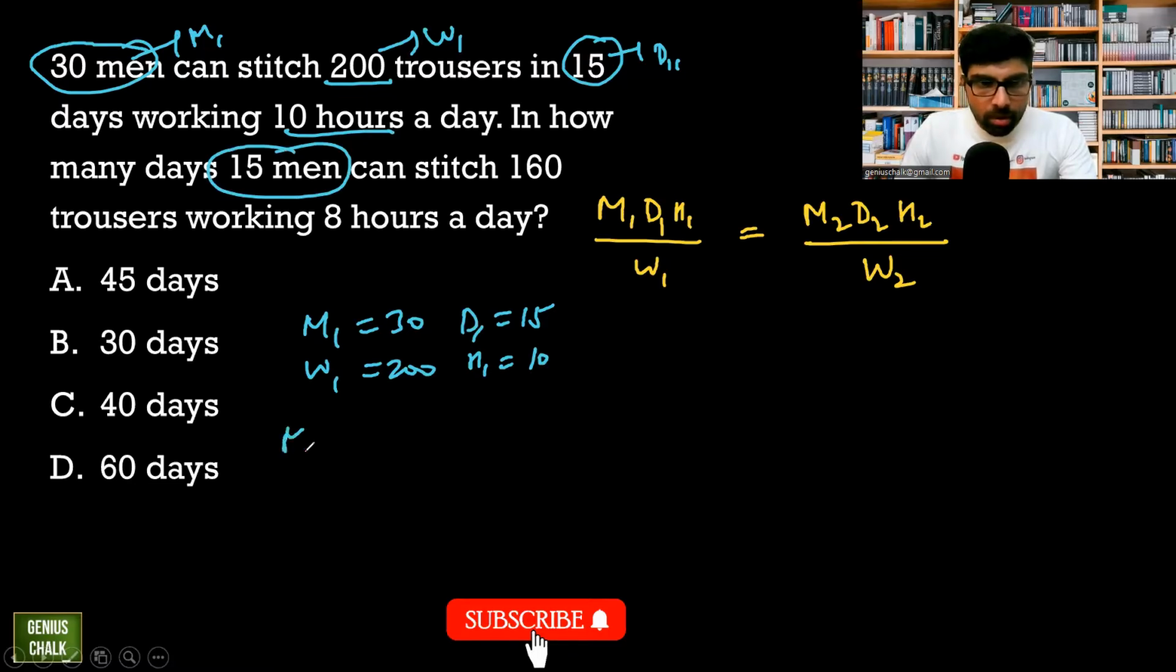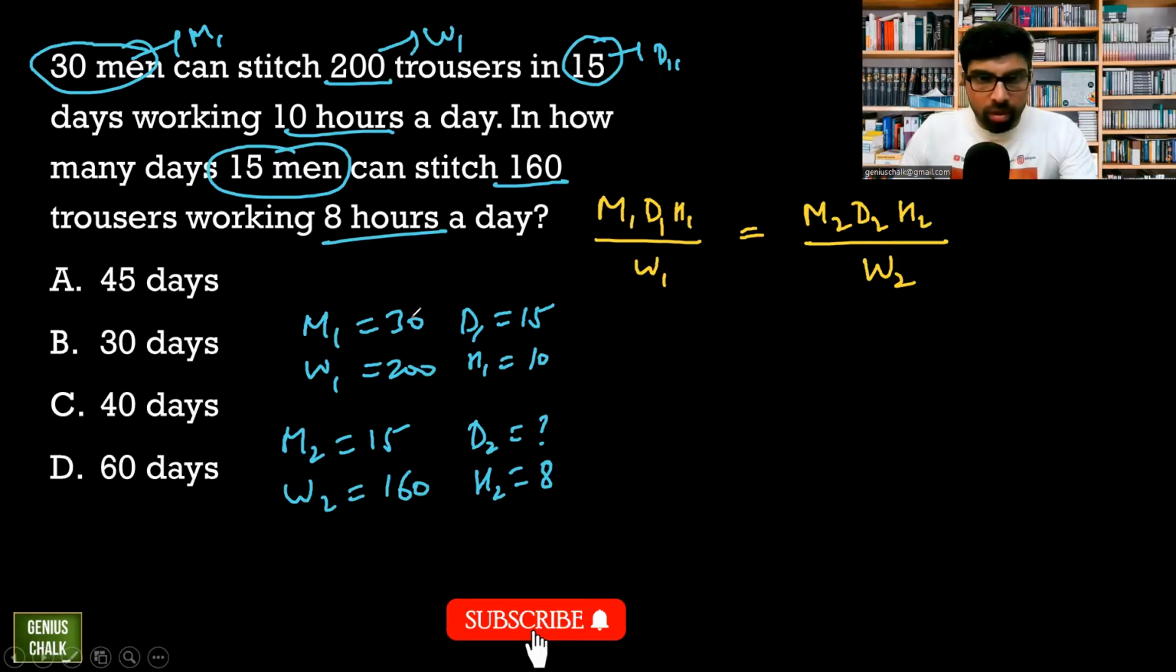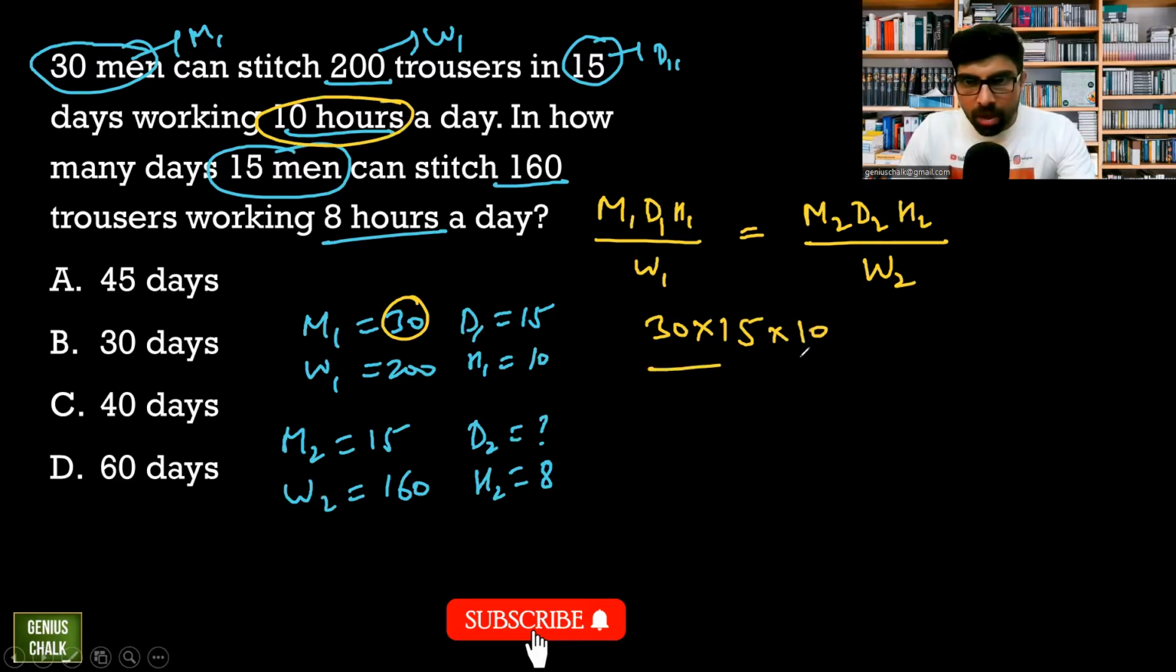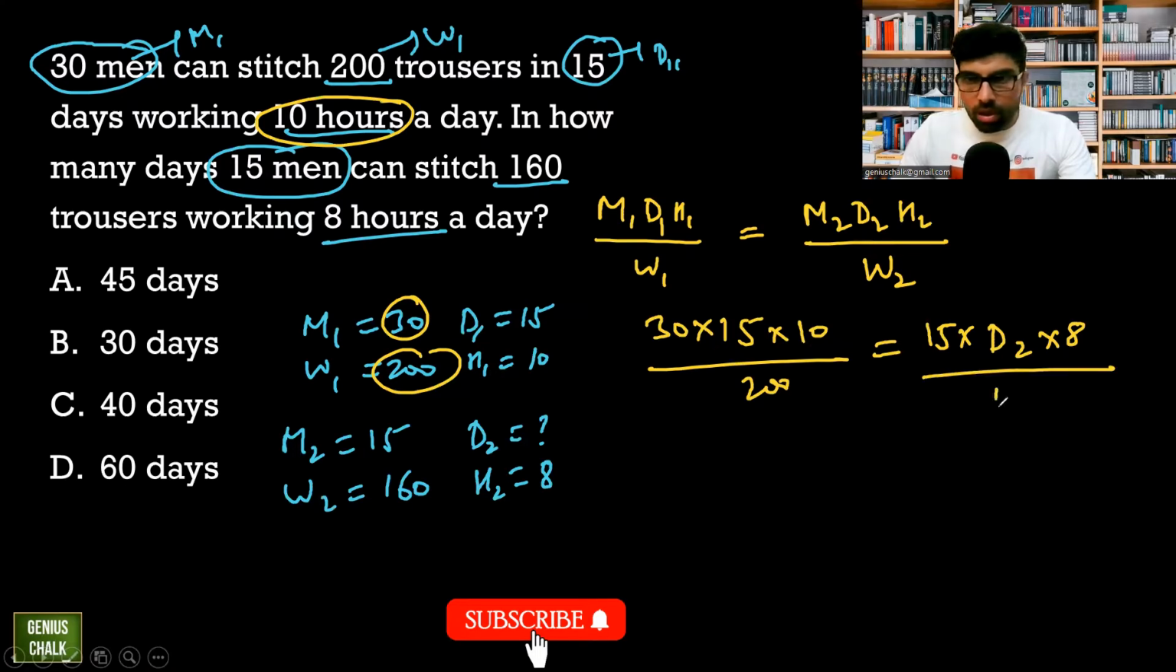Similarly, in how many days will 15 men, that means M2 is 15, stitch 160 trousers? So their work W2 is 160. The number of days I need to find, where they are working 8 hours per day. Just apply it. M1 is 30, D1 is 15, number of hours is 10, by their work 200. M2 is 15, D2 we need to find, number of hours 8, by work 160.